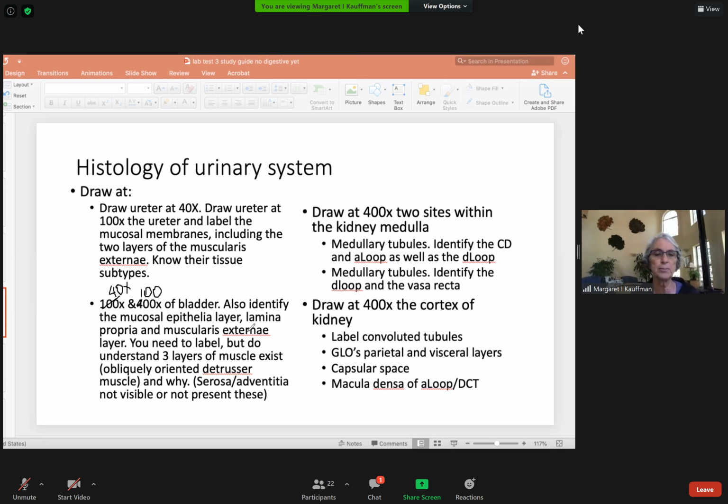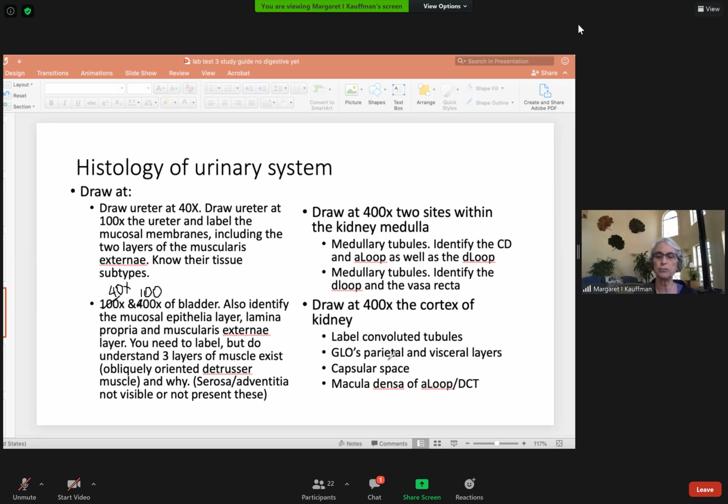So again, you're labeling these for the 40x, and then when you go to higher magnification, you can't see all the layers, but I would know what tissue subtypes everybody's made from. And this may not be visible, the serosa adventitia. I think maybe I went through this last time, just a little tiny bit of it was visible in the bladder, or maybe none in the bladder picture.